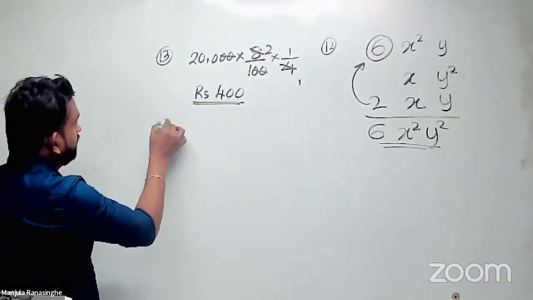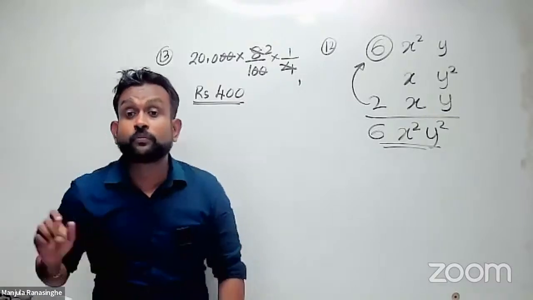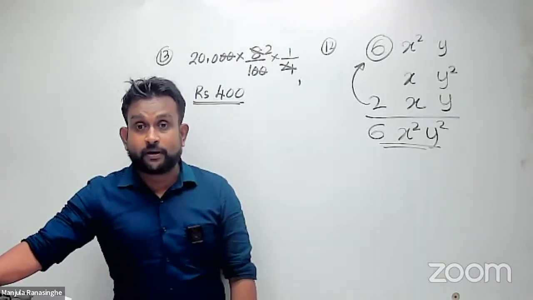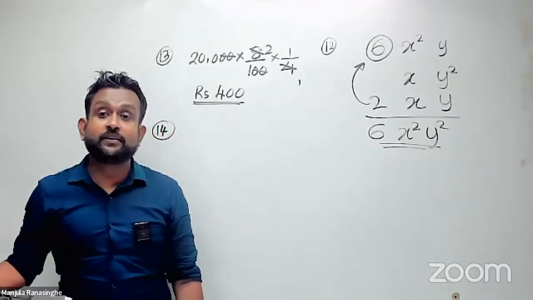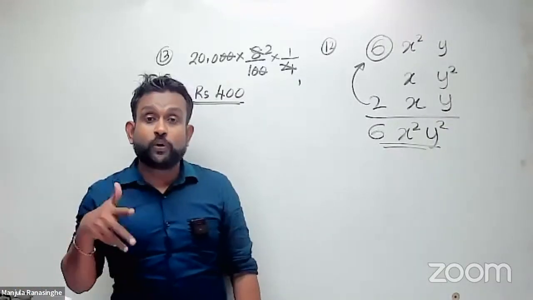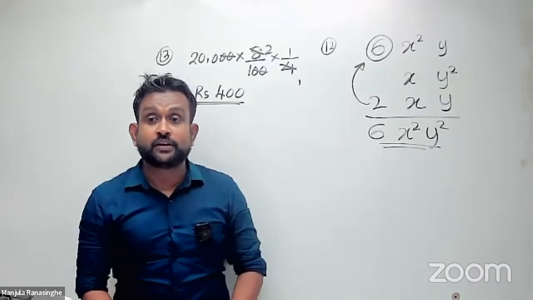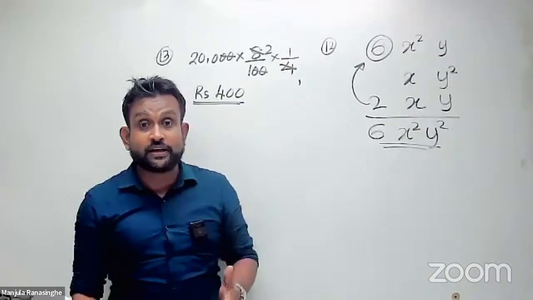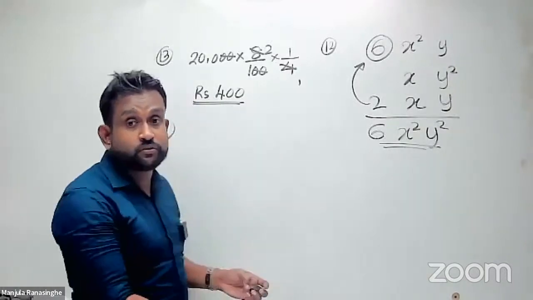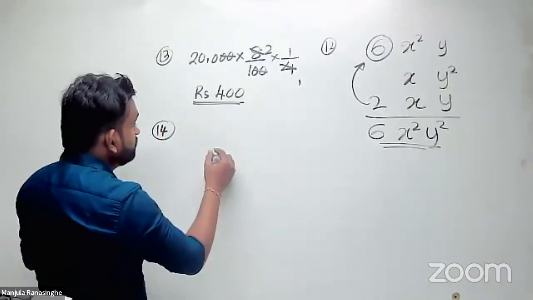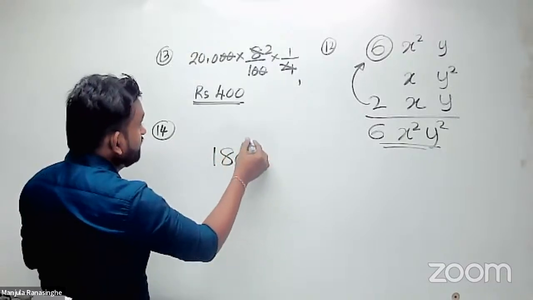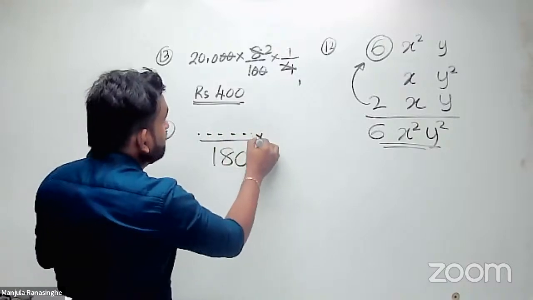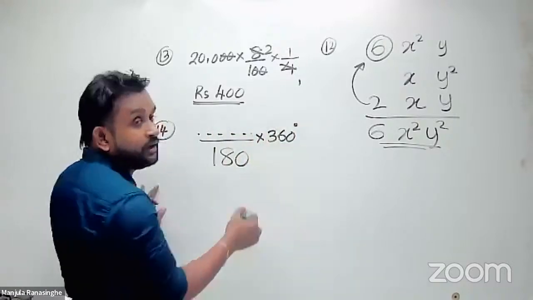Then question number 14. There are 102 cows in an animal farm, which has 180 animals in total. Fill in the blanks with the necessary steps to represent the angle of the cows in the pie chart. It is given as 180 only, the word degrees is not there, into 360 degrees.